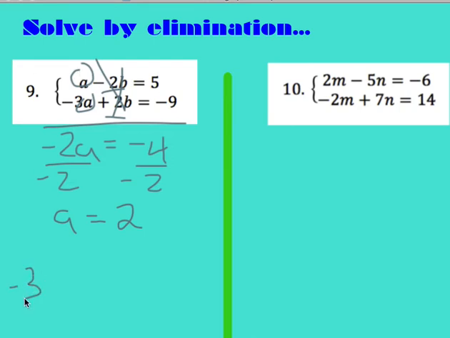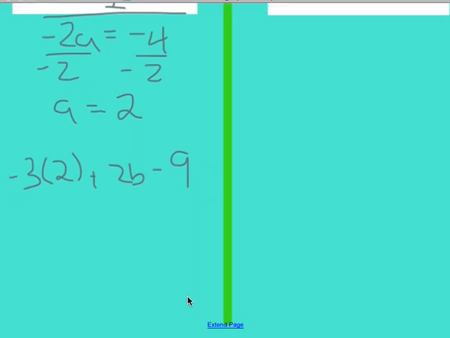So I have negative 3. Now instead of writing a, I'm going to put 2 because they mean the same thing. They equal each other. Plus 2b minus 9. So let's go ahead and solve this out. So I get negative 6 plus 2b is equal to a negative 9.